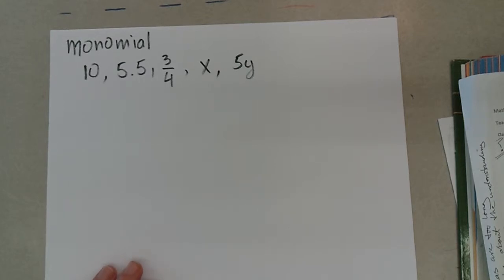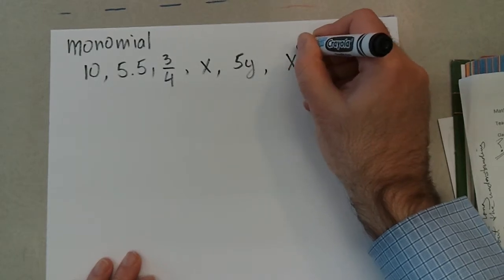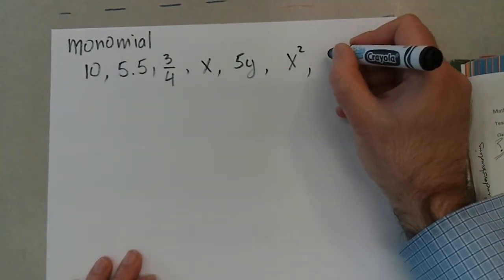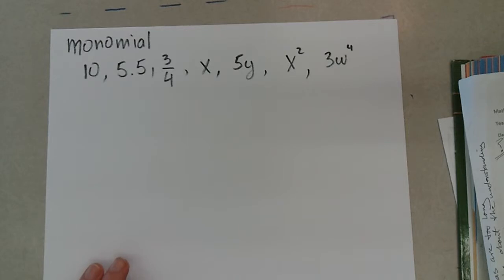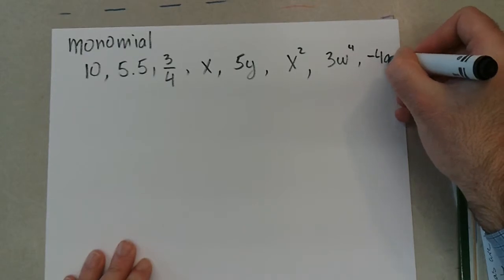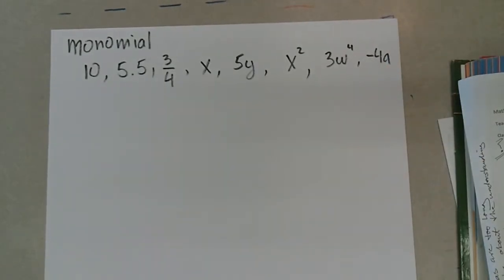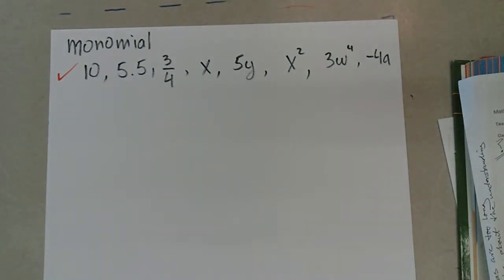You can have an exponent be a monomial, so you can have x to the second power, that's a monomial, or maybe a combination, maybe 3w to the fourth power. That's still all a monomial, and obviously negatives are fine as well. So you can have negative 4a, that's still a monomial. So it seems like a lot of things can be monomials. So those are all monomials, so I'll put a check mark next to that. Now obviously it's not the complete list, it's just what can be a monomial. So what can't be a monomial?